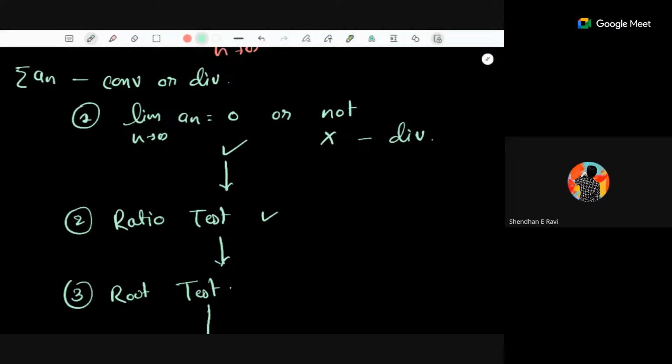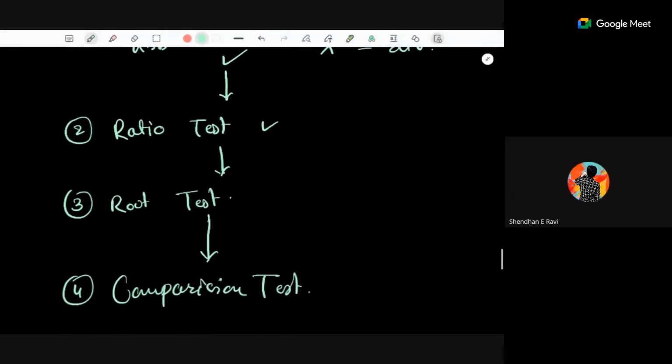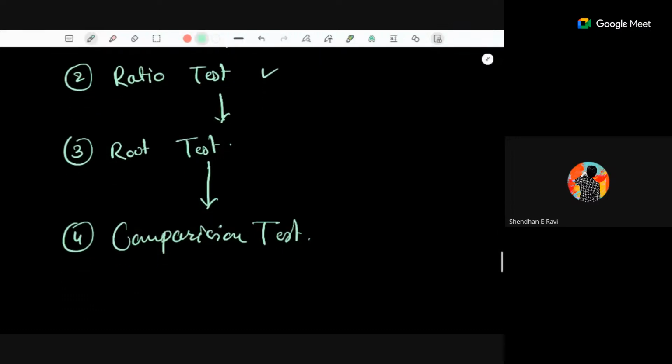Then if this is true, we'll go to the ratio test. If the ratio test gives us some answer, then it's okay. If not, then we'll go to the root test. And after that, we go to the comparison test.